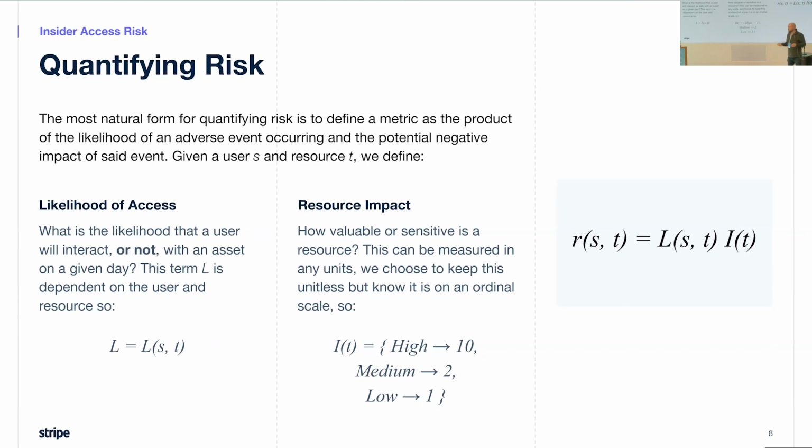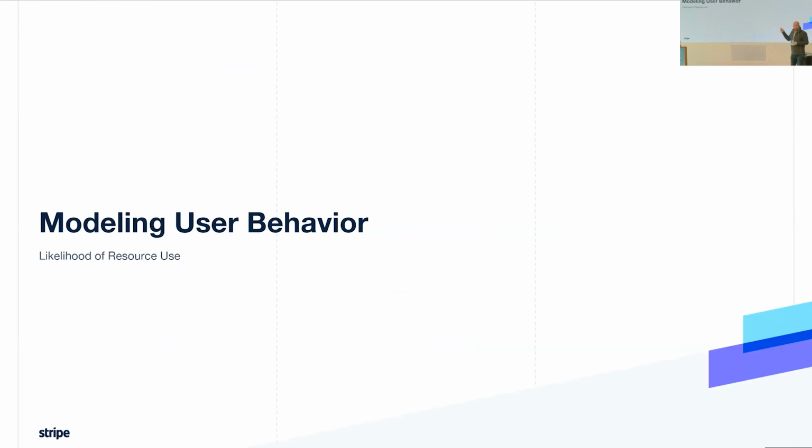In this case, that resource could be everything from an internal document, it could be a database table, it could be an S3 bucket, it could be an internal application. All things are in play here. And the second term is going to be the resource impact. This is more or less a function of the value or the sensitivity of the resource that's in play. So why don't we dive into each of these individual components?